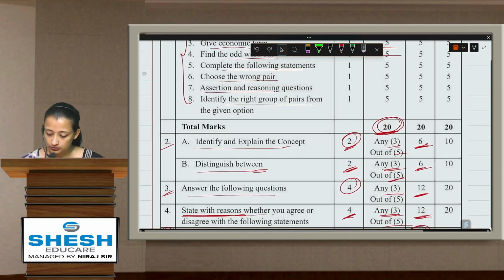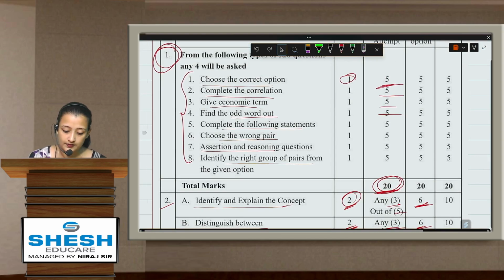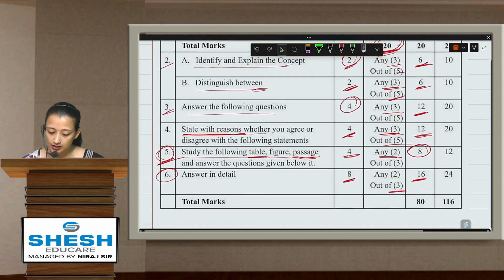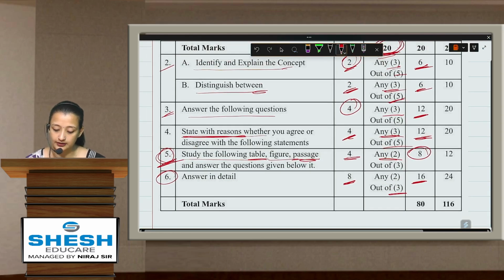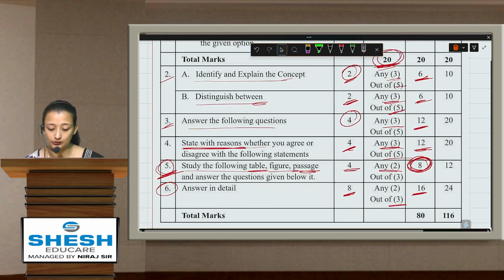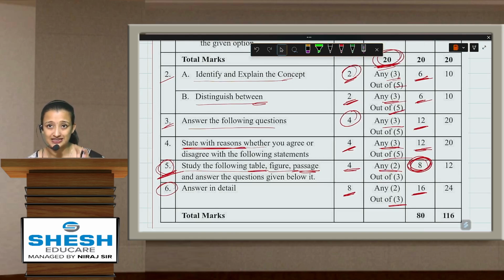So all in all, if you see, objectives are easy. So this 20 marks are easy to get. You have this study the following table, fifth one. These 8 marks are also easy to get. You have to make sure to elaborate, write pointers, headings, explain each of those headings for this answer in detail, as well as answer the following. And state with reasons whether you agree, disagree. Make sure to explain why.